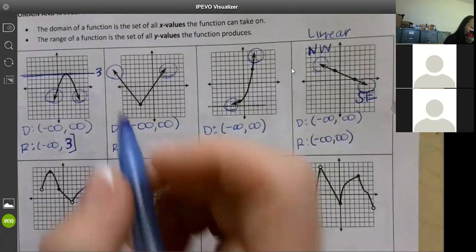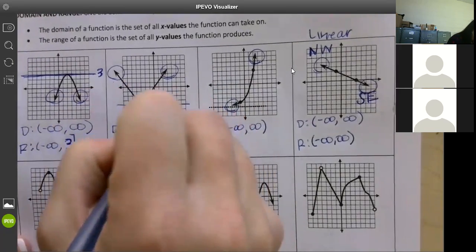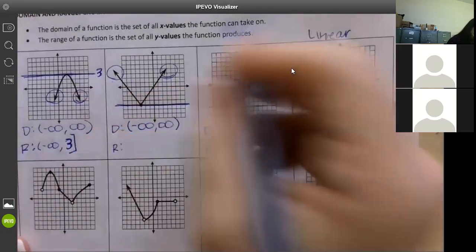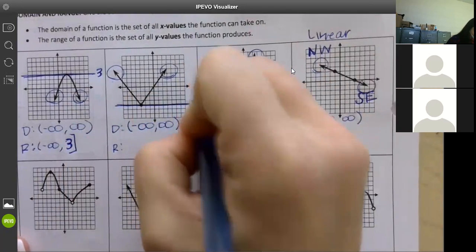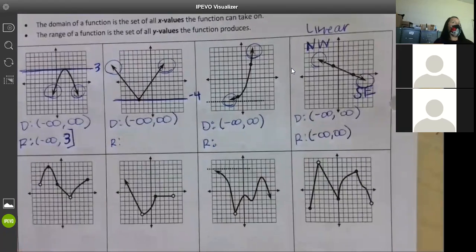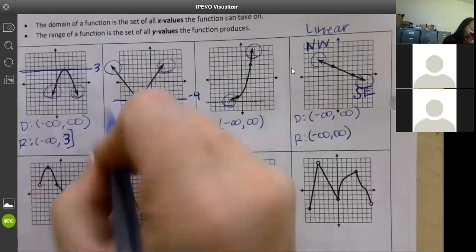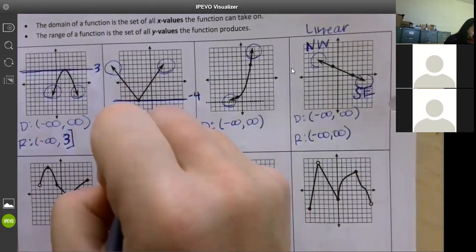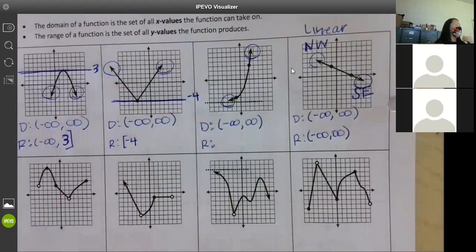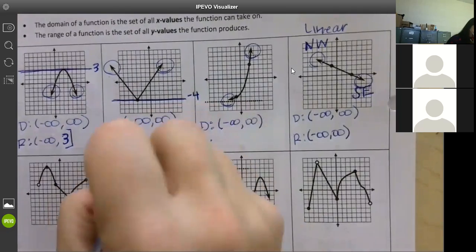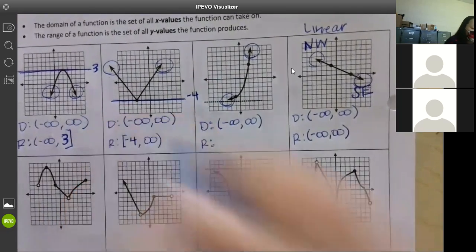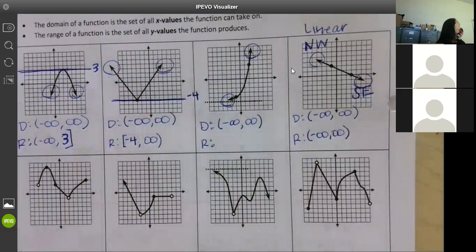The next one's kind of the same way, but it has a minimum. So I just write it down right here. Where's this minimum at? -4. Thank you. Perfect. Good job. All right. So how low does this graph go? What's the lowest it goes? -4. And it's included because it's a solid point. You'll see what I mean by solid and open when we get to the next one. And then how high does it go? Forever because it points up. That's it. Just that simple. How low, how high.